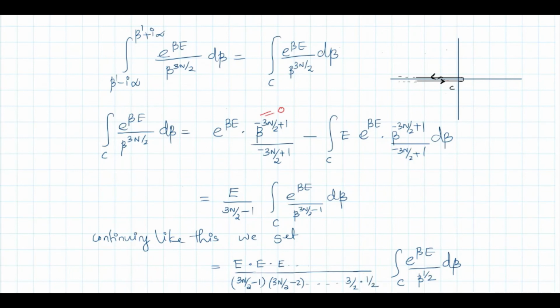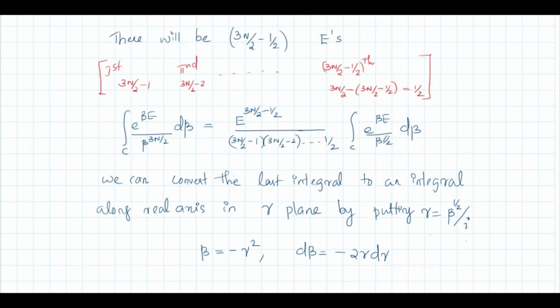How many e's will be there? When you do one integration by parts, the denominator is 3n by 2 minus 1. When you do two integration by parts, the denominator is 3n by 2 minus 2. So the last term is half. That means 3n by 2 minus 3n by 2 minus half. Then only you will get half.